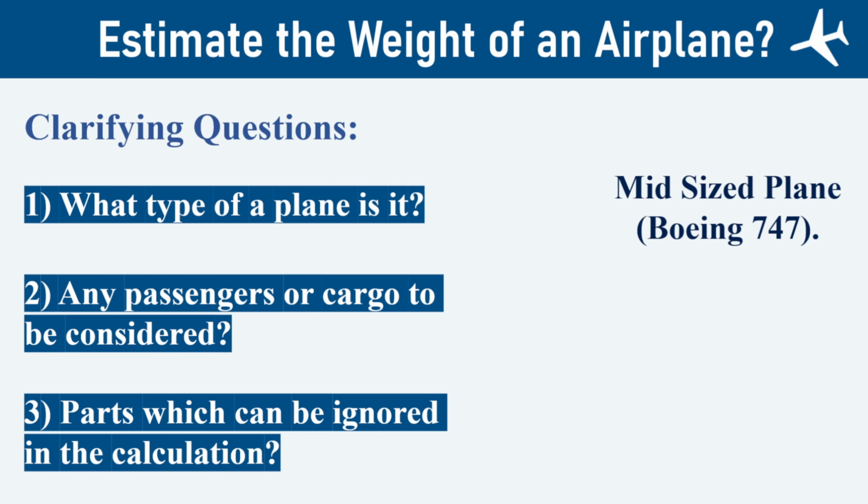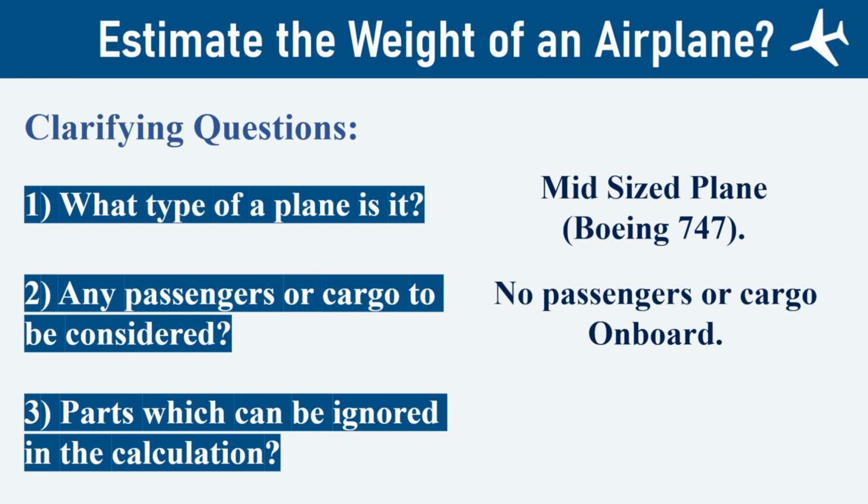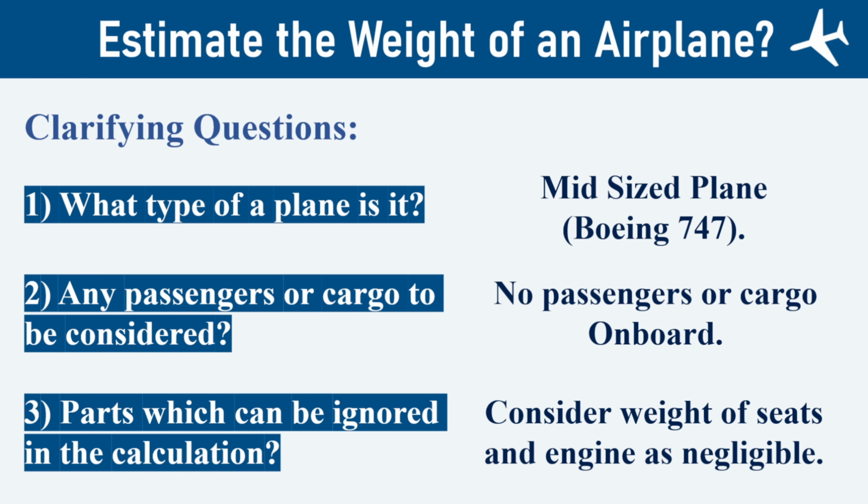For the first one, we are considering a mid-sized plane, something like a Boeing 747. For the second one, we will not be having any passengers or cargo on the plane. And lastly, we can ignore the weight of the seats and the engine as they will be negligible compared to the weight of the plane body.